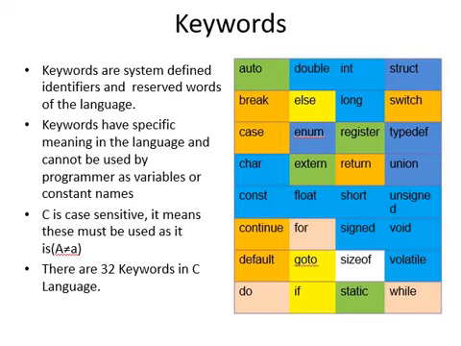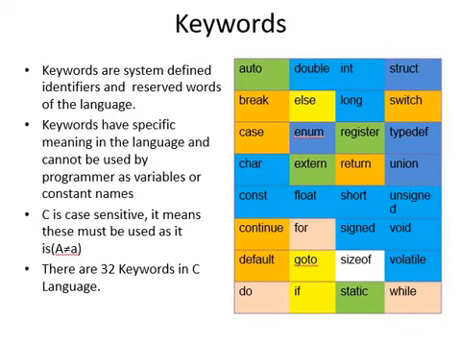Keywords are system defined identifiers and reserved words of the language. Keywords have a specific meaning in the language and cannot be used by the programmer as variables or constants. C is case sensitive. It means it can be used as it is. If you want to use capital A, it can be used as capital A. If you want to use small a, it can be used as small a. But they are not equal. There should not be any confusion when you are declaring or using it.